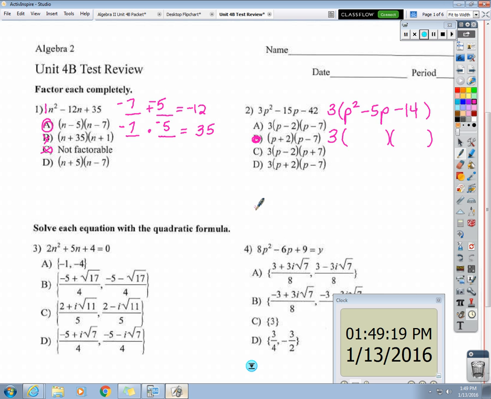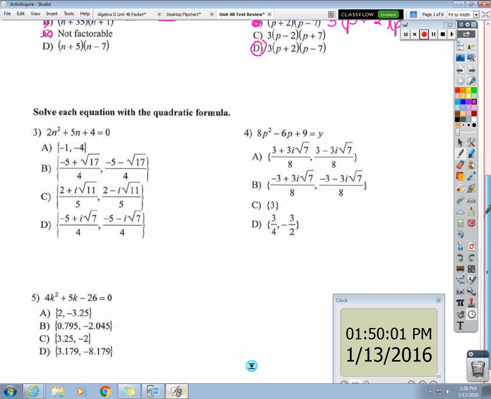Now, it's obvious that you have to have a p in each one, and you have to have a 2 and a 7, because look at all your answers. They're all 2s and 7s. But to multiply to a negative 14, what kind of signs do you have to have? One positive, one negative. So does it need to be positive 2 minus 7 to get a negative 5, or negative 2 plus 7? You already know it's D. And I knew that A was out because you can't have the same sign. They have to be opposite to multiply to a negative number.